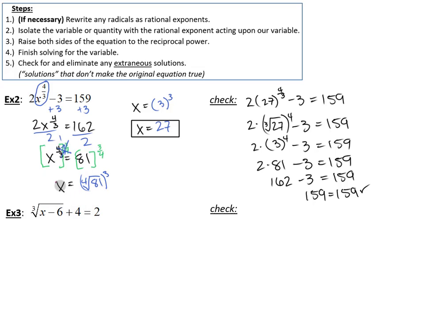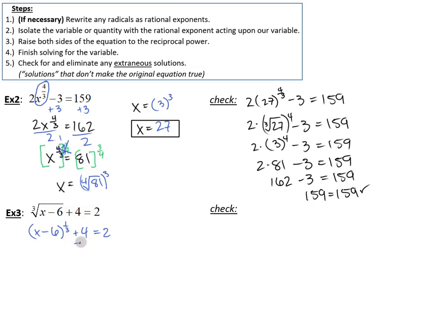Okay, example 3 takes us back to like we had last time where we had radicals. Remember last time we said get the radical by itself and then raise both sides to that power. We'd raise both sides to the 3rd power. So let's see how that still works with our new rule. We said, if necessary, rewrite anything with a radical as a fraction exponent. So we could write this, x minus 6 to the 1/3 power. Okay, so that was step 1, rewriting this radical as x minus 6 to the 1/3.